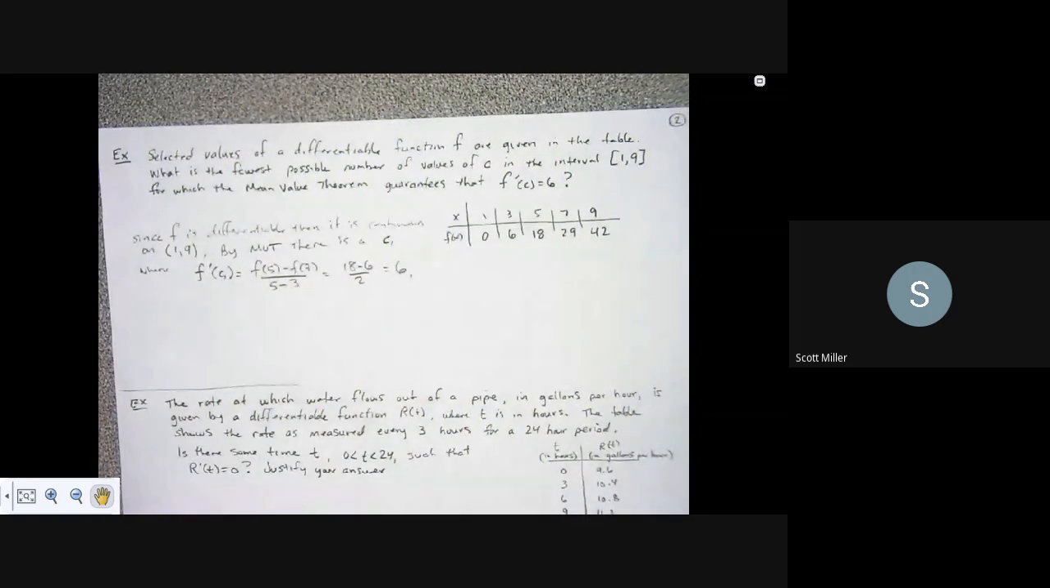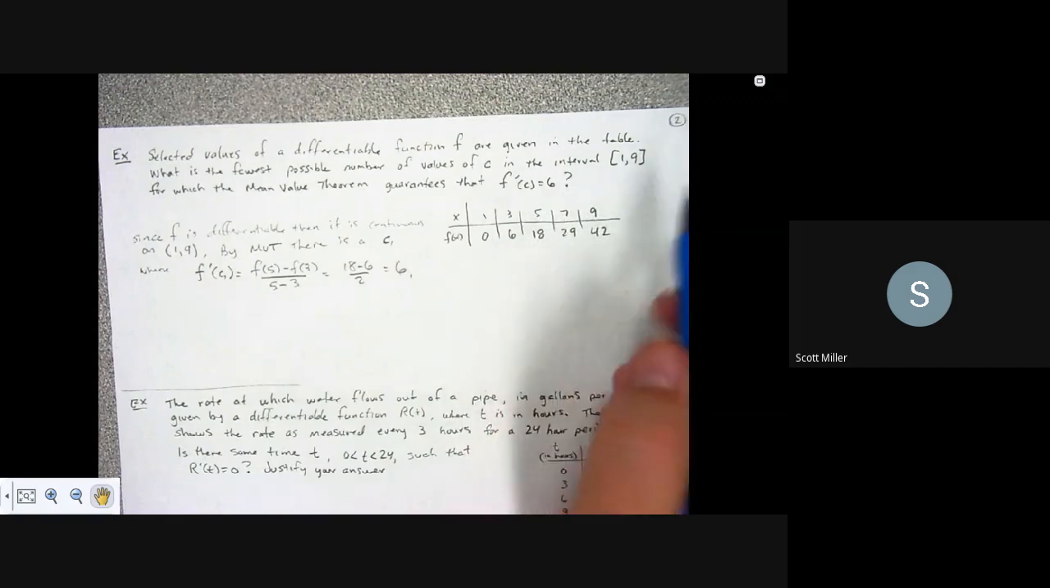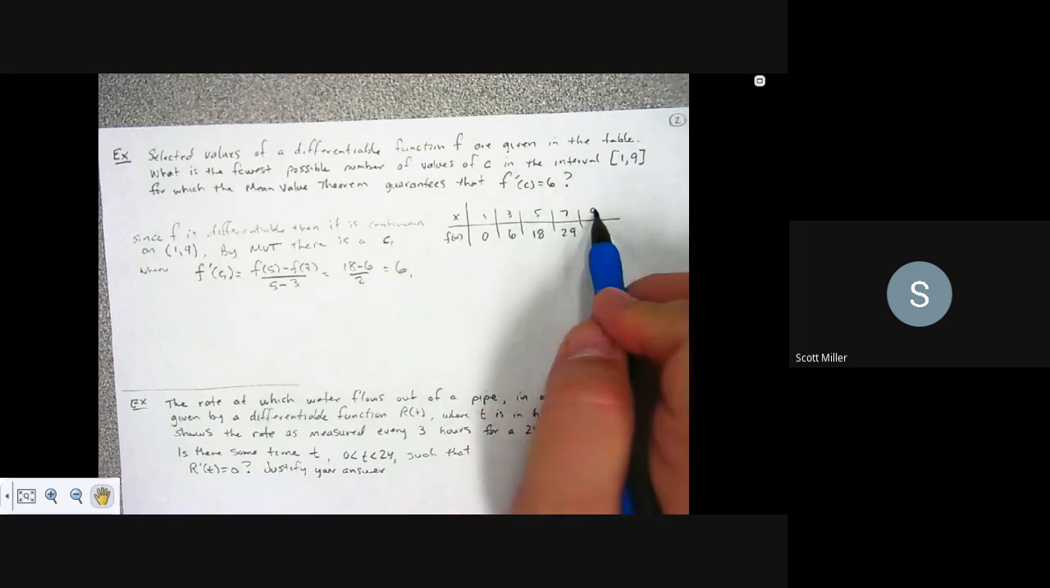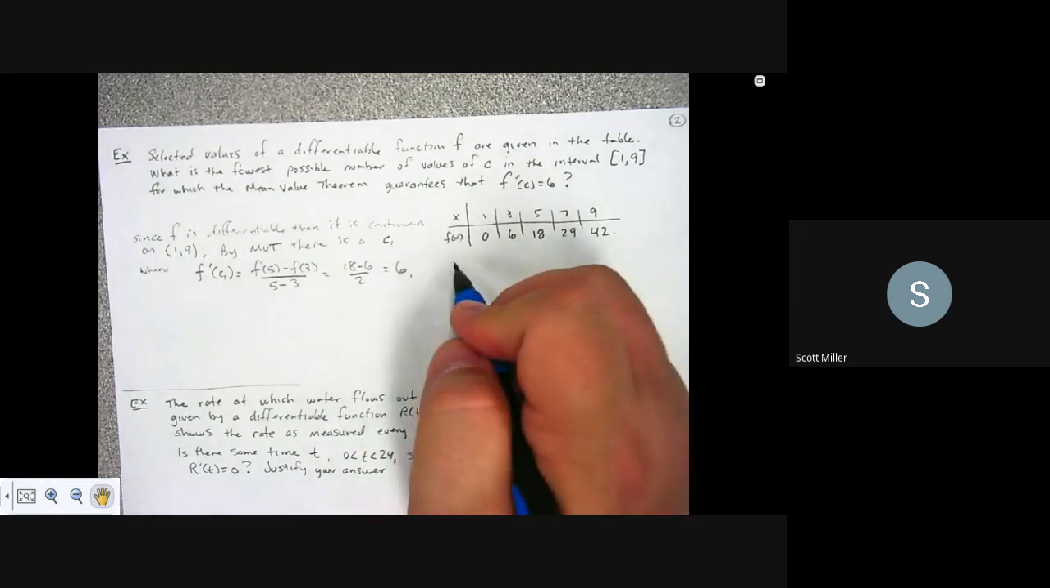But is there another one? Can I find another one somewhere? So we look around. Now, you don't have to do side by side of each other. Look beyond. This one does not produce one. But if you look closely, you'll see that from 5 to 9 does. Okay? And so I can come over here and say that there's another one.